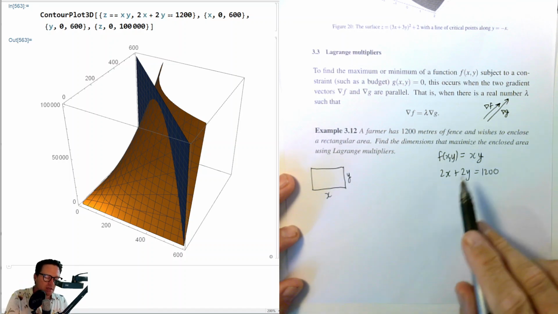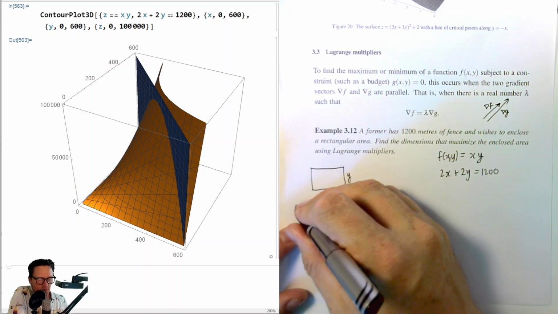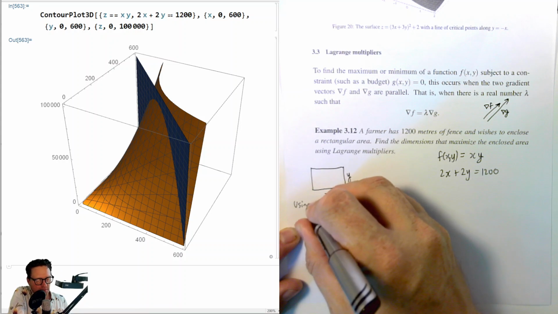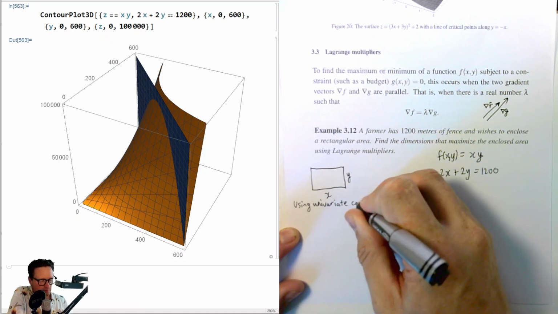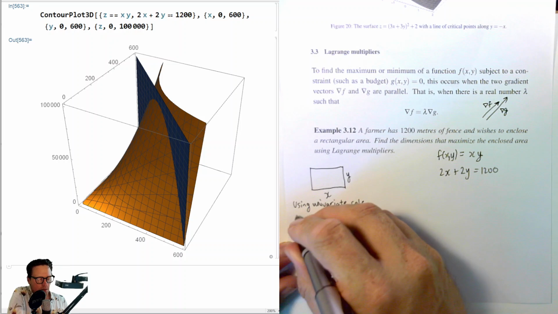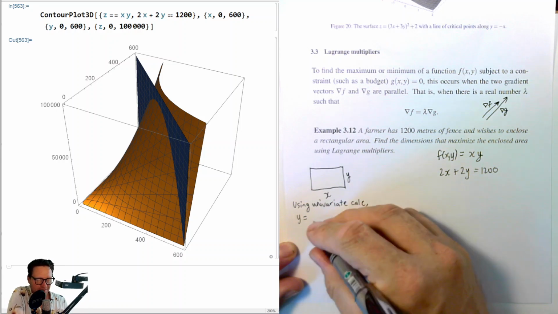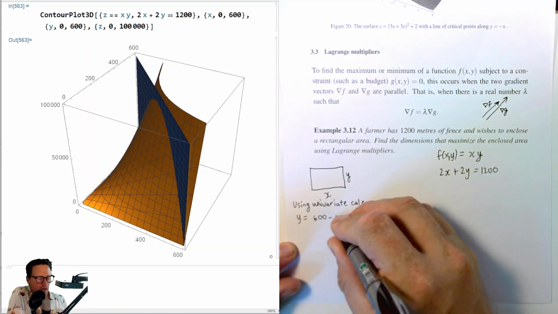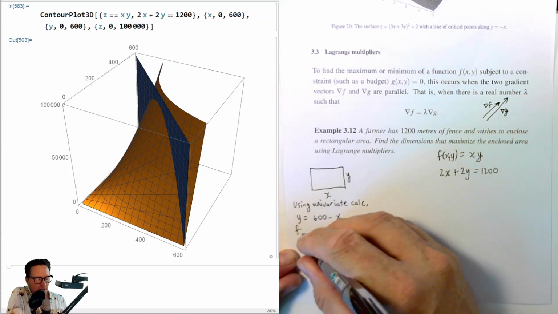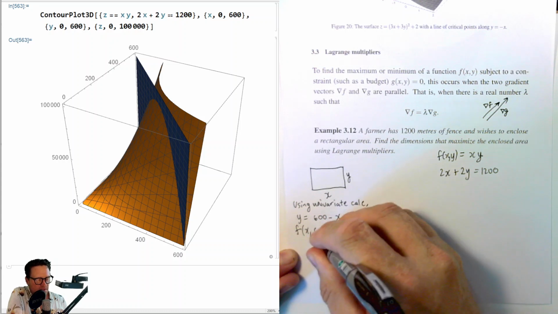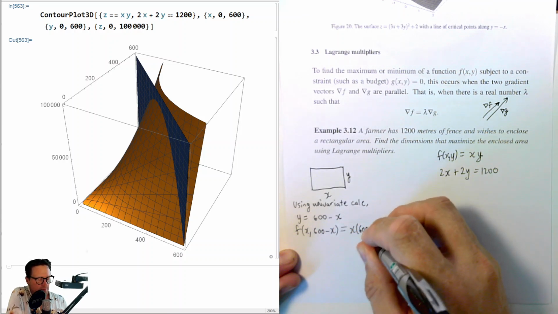So what you would do, you just say, okay, I've got this constraint here. I need to solve this equation for y, using univariate calculus. So we then have y is equal to, dividing this throughout by 2, 600 minus x. And then what you would do is you would sub in that value, 600 minus x. And so we've got the product of x and 600 minus x.